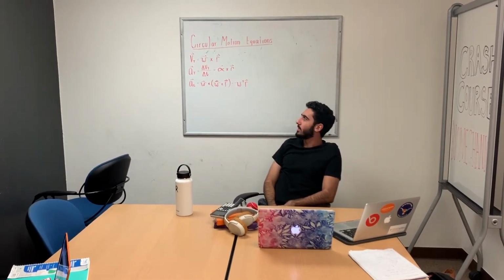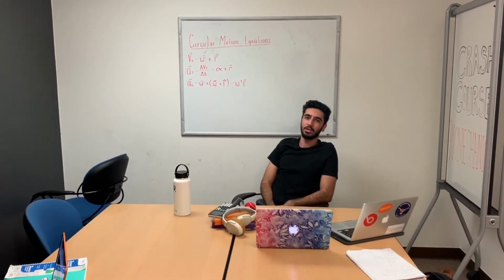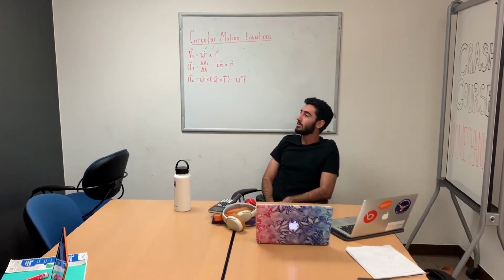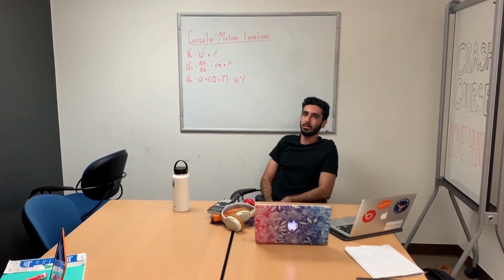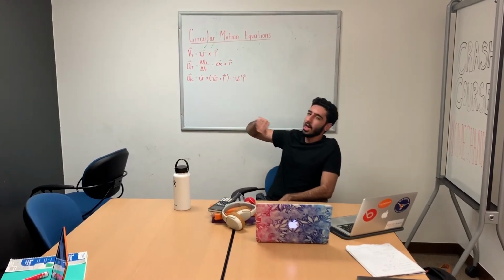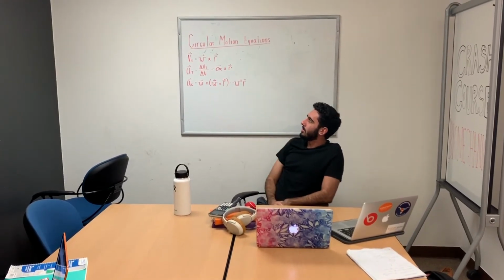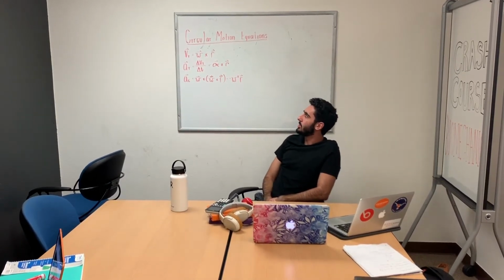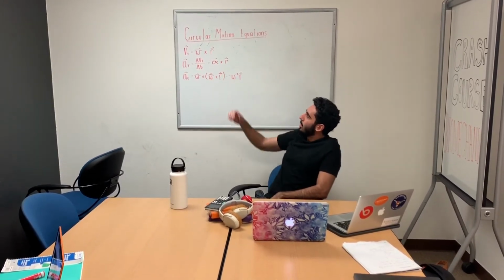The second equation is tangential acceleration, which is the measurement of how quickly a tangential velocity changes, and is always perpendicular to centripetal acceleration, which is the third one. Tangential acceleration is defined by the change in velocity over the change in time, which is alpha cross r.